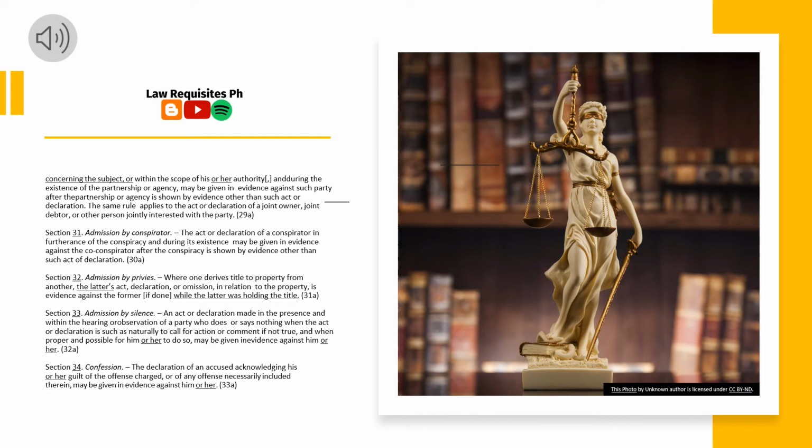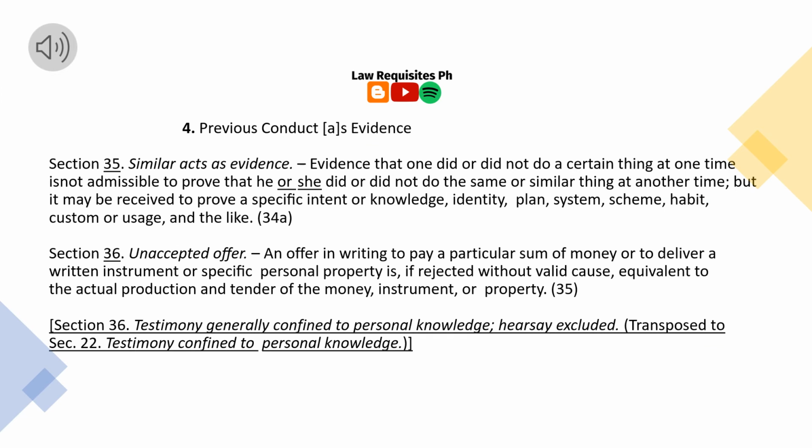31a. Section 33. Admission by silence. An act or declaration made in the presence and within the hearing or observation of a party who does or says nothing when the act or declaration is such as naturally to call for action or comment if not true, and when proper and possible for him or her to do so, may be given in evidence against him or her. 32a. Section 34. Confession. The declaration of an accused acknowledging his or her guilt of the offence charged, or of any offence necessarily included therein, may be given in evidence against him or her.